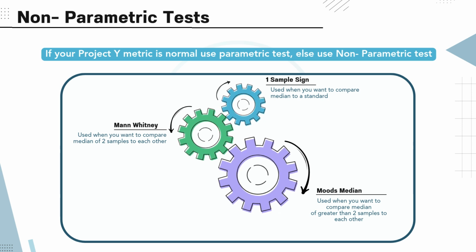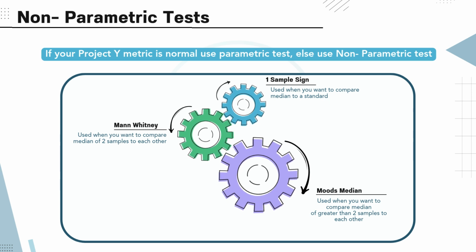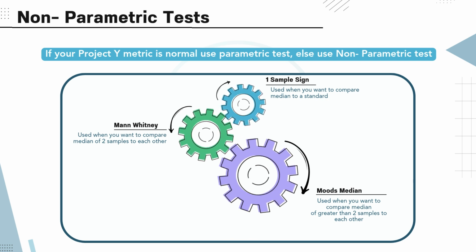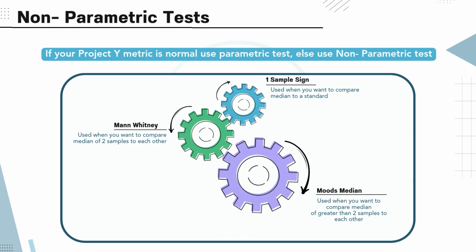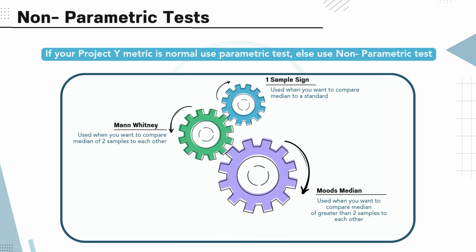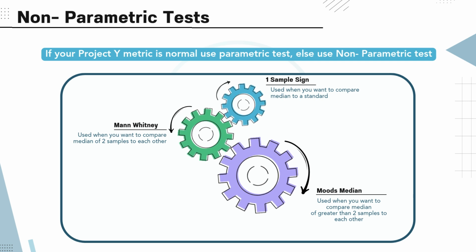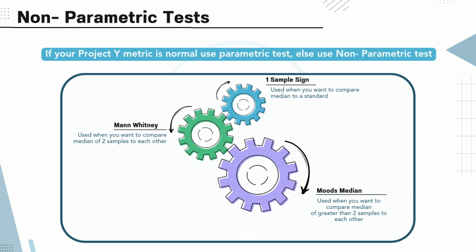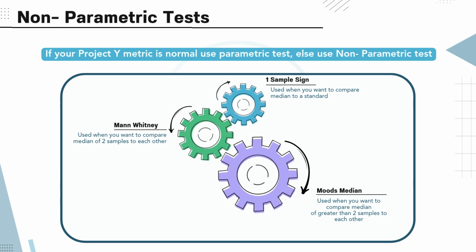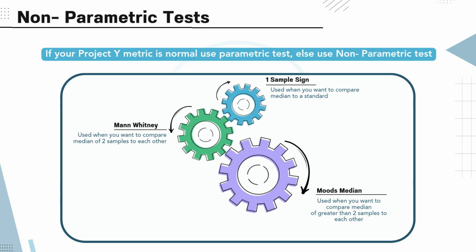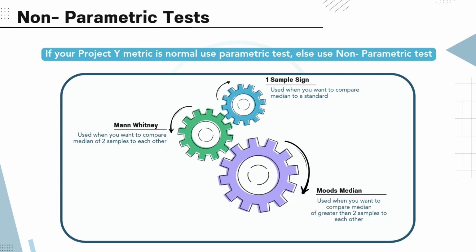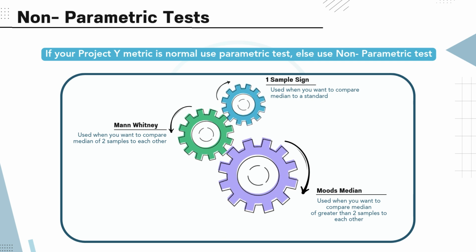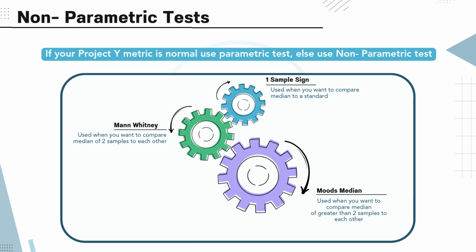1. One sample sign test. Use this when you want to test whether the median of a single sample is equal to a specific target or benchmark. Example: checking if the median handling time in a process is meeting the target of 6 minutes. 2. Mann-Whitney U-test. This is used to compare the medians of two independent groups. It's the non-parametric alternative to the two-sample t-test. Example: comparing customer satisfaction ratings between two stores.